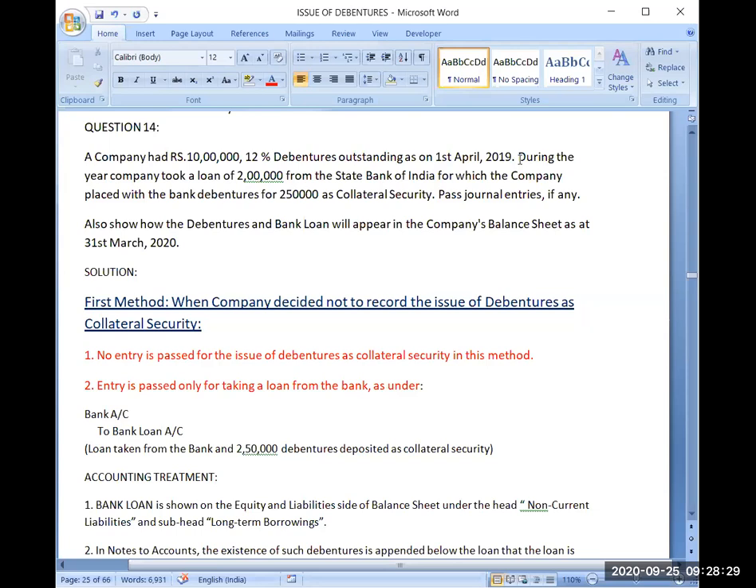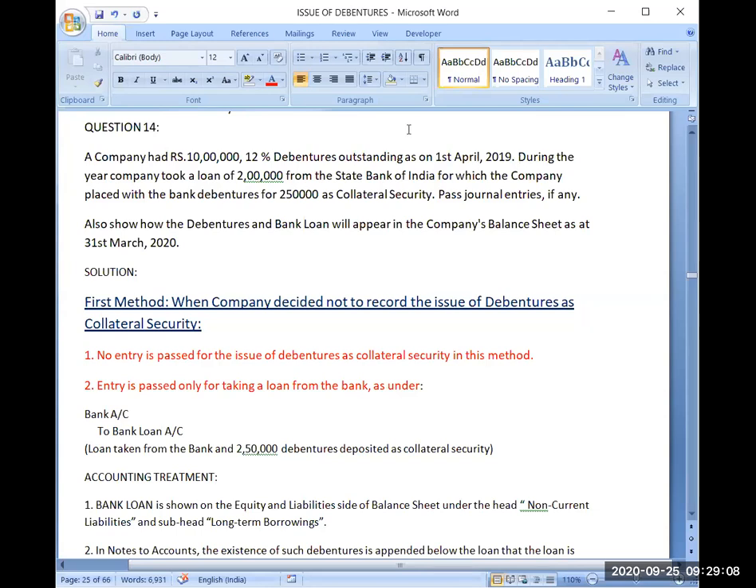It means till now, the company has issued rupees 10 lakh debentures in the market. During the year, now, about which year is the company talking? Can you tell me about which financial year the question is talking? The financial year is 2019-20, because the balance has been given on 1st April 2019, and then the words are during the year. Company took a loan of rupees 2 lakh.